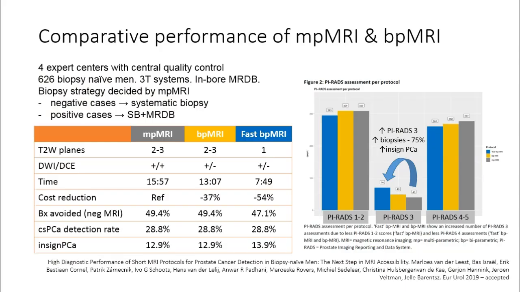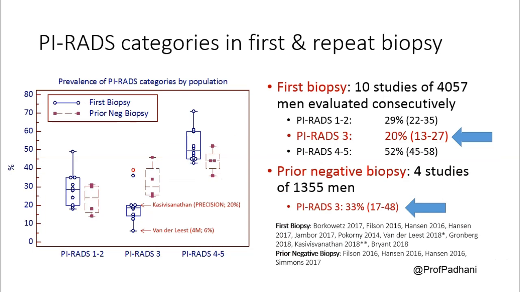Well, if we look very carefully at the comparative performance of multiparametric MRI and biparametric MRI in this reanalysis of the 4M study, what is quite clear to see from the plots is that there is an increase in the number of PIRADS 3 cases when you went from a multiparametric to a biparametric technique, and when you went to a really fast biparametric technique, then that could increase up to 75%.